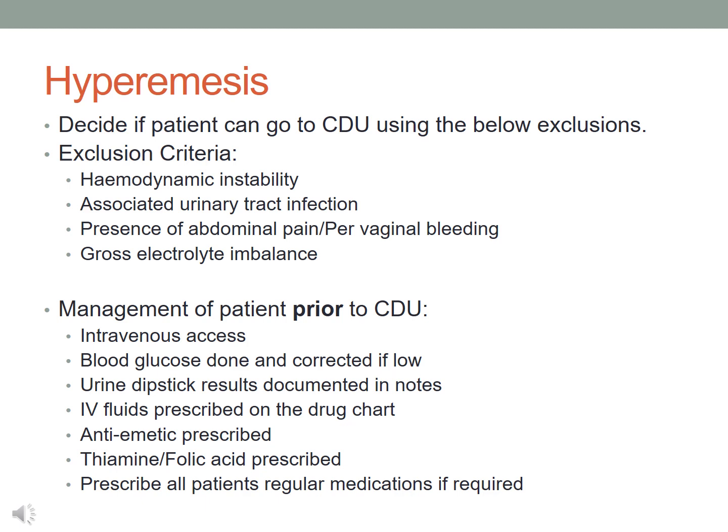Before the patient gets to CDU, if they are suitable, they need to have a cannula in situ. We need to have checked their blood sugar and corrected it if it is low, and their urine dipstick needs to be documented in the notes. IV fluids, antiemetics, thiamine, folic acid all need to be prescribed, as well as their regular medications. Please don't forget to prescribe anything that they usually are on, as these patients can be in for 18 to 24 hours before they will improve, and we don't want to stop any of their usual regular medication unless it's required.